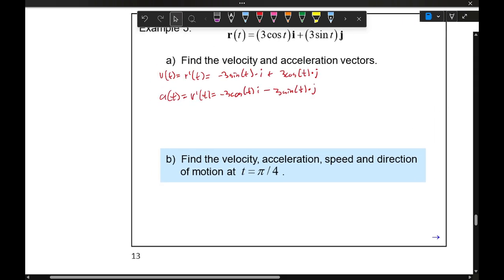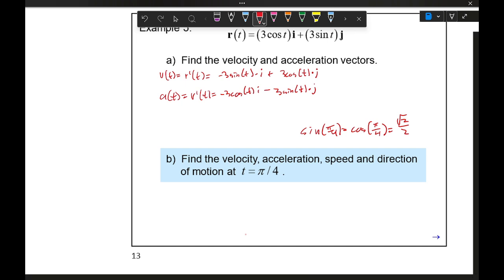And then you just need to plug in t equals pi over 4. Luckily, sine of pi over 4 equals cosine of pi over 4 equals √2 over 2. So the velocity at t equals pi over 4 is going to be -3 √2 over 2, 3 √2 over 2. Acceleration is going to be negative, or I should say v equals a equals 3.